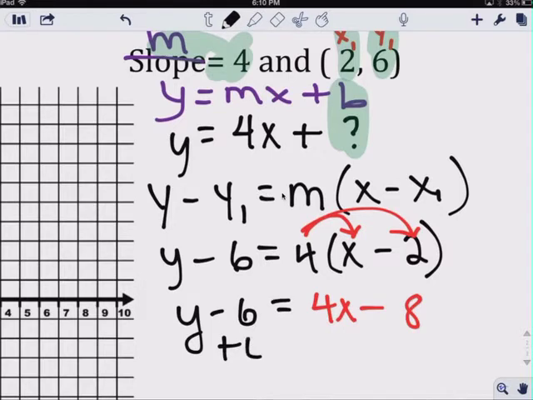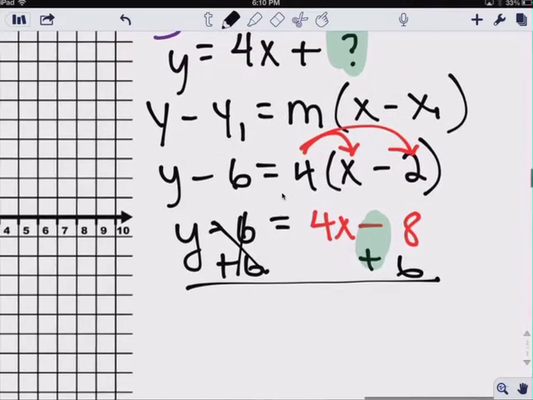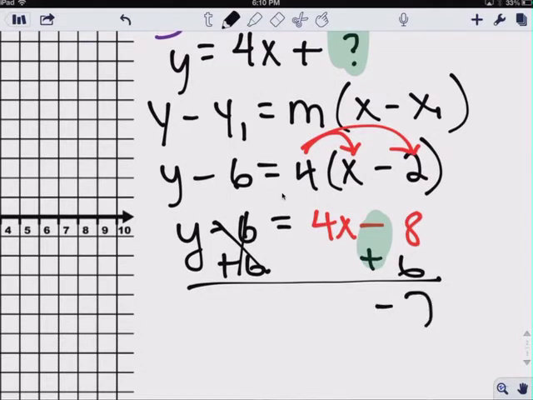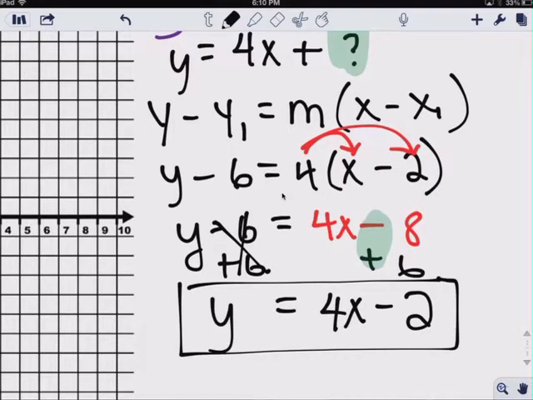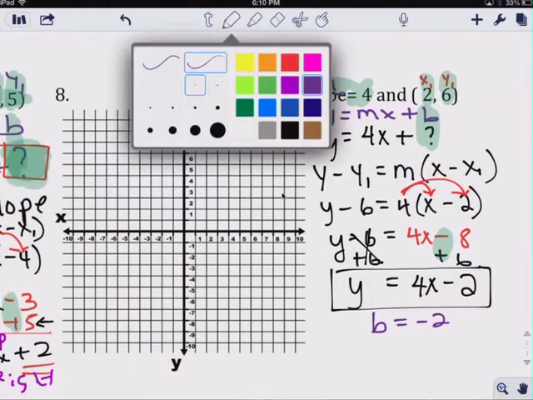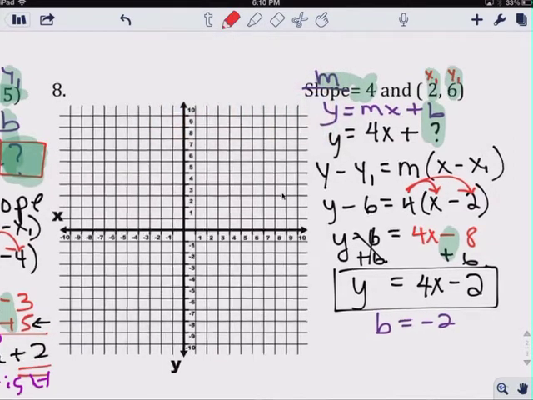You add 6, add 6. You really need to subtract here because this is 0, because they're positive and negative. You subtract, and the bigger number is a negative, which is the 8. So 4x minus 2 equals y. So your y-intercept, the b here, is negative 2.